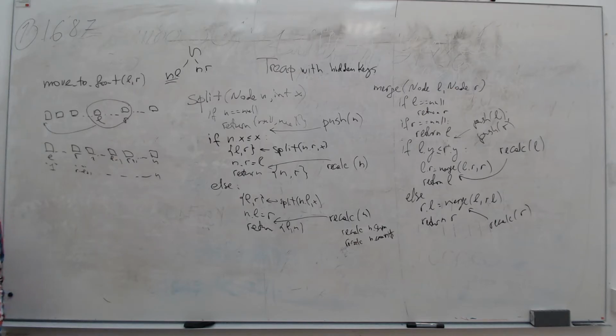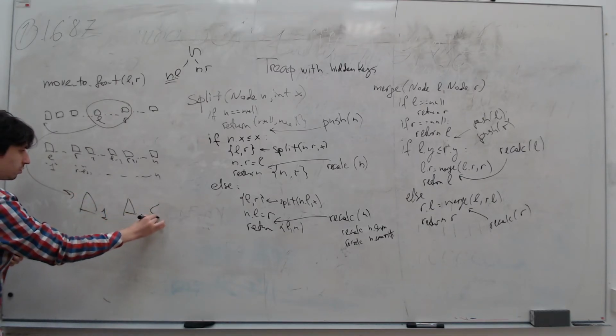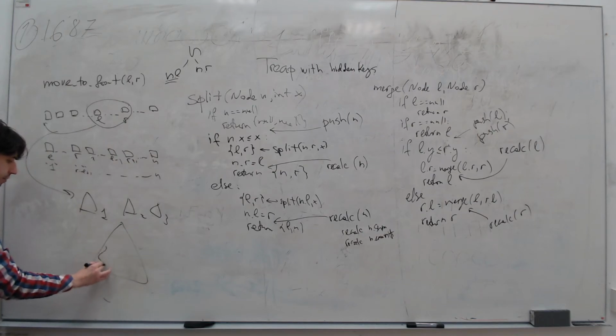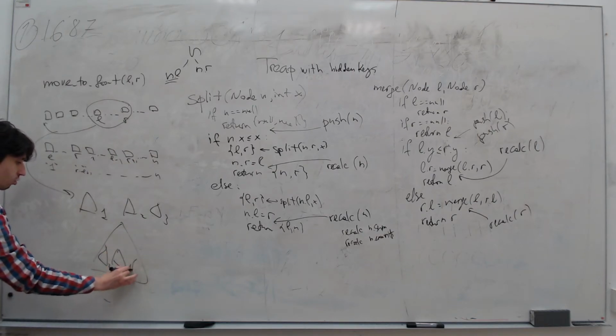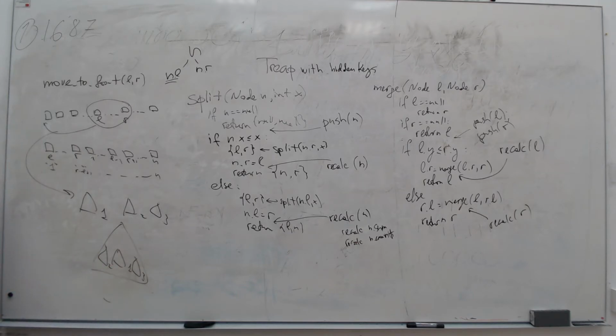What do we want to do? As usual, how would you like to proceed? You would like to split by L minus 1, split by R, take the middle, so split this into three trees, and merge them together, but in a strange order: 2, 1, 3. You want the middle to be first, and then 1 and 3.